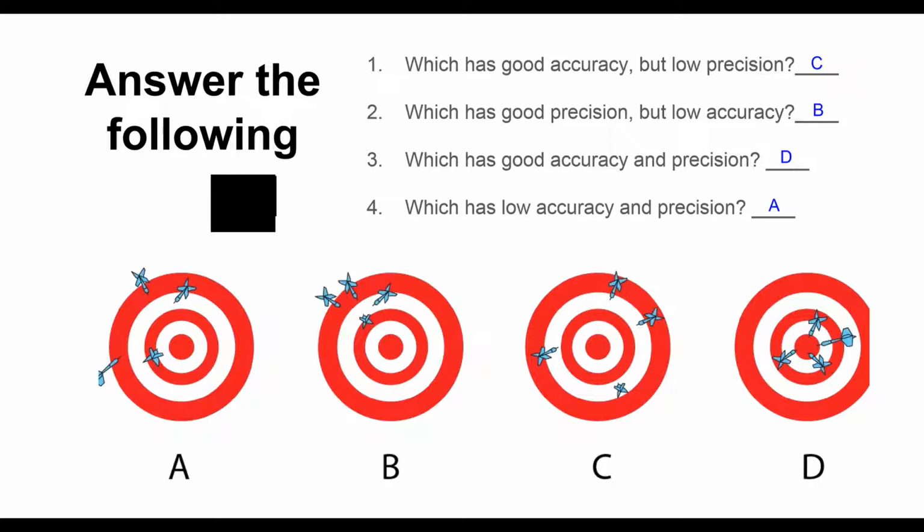Looking at it, you can tell, right? All of our darts aren't really near our target. There's maybe one that's sort of near, but the rest of them aren't, and they're not really close to each other either. So we don't really have good accuracy or precision.